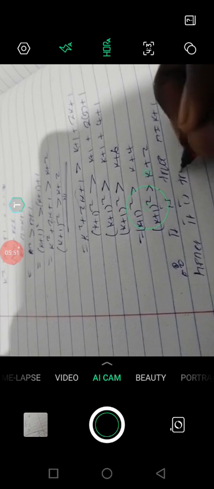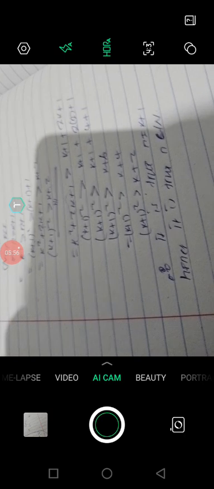Hence, it is true for n a member of all natural numbers.